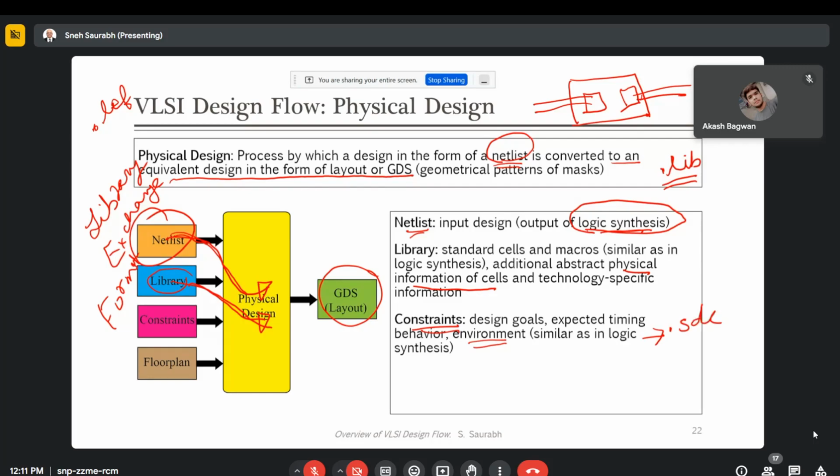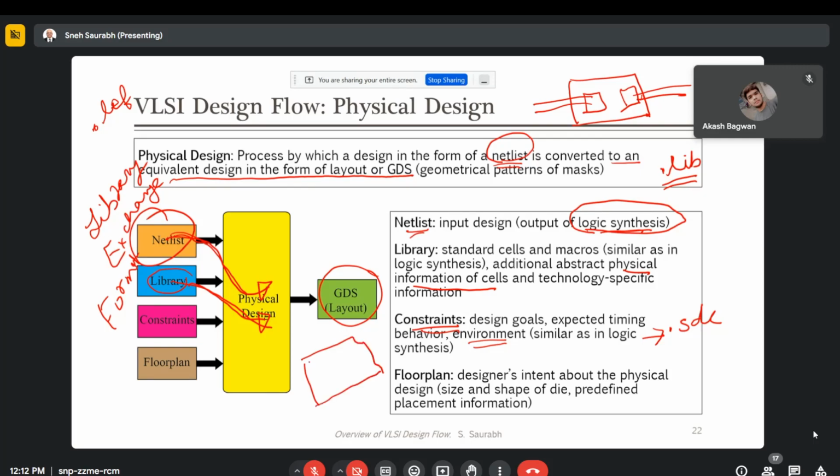Similar to logic synthesis. And we also specify the floor plan, meaning what would be the bounding box of our design. If we are making a layout of the design, the tool will create a layout for us, but at least we must say that the size of our layout should be this by this size. So at least the bounding box or rectangle within which our layout should be made must be decided by a designer and given as input to the physical design tool.